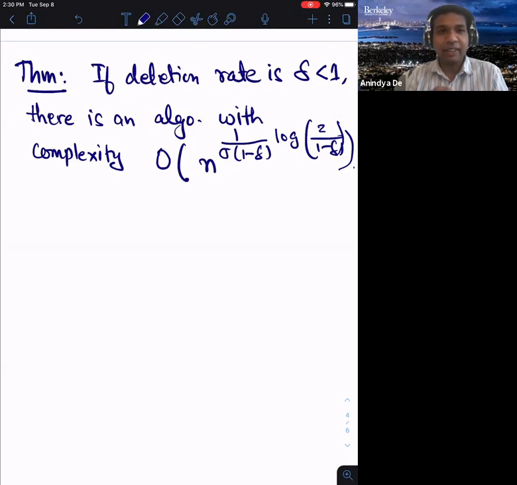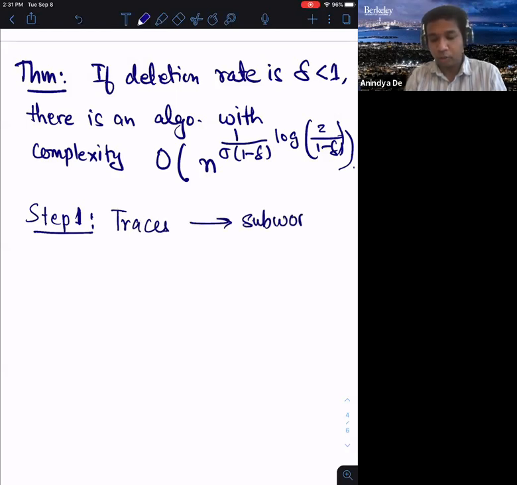Now, let's see. There are two steps in this algorithm. Step 1: from the traces, we will obtain a so-called subword count of x. Here x is the unknown string.